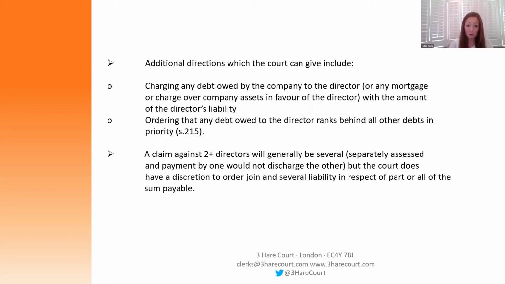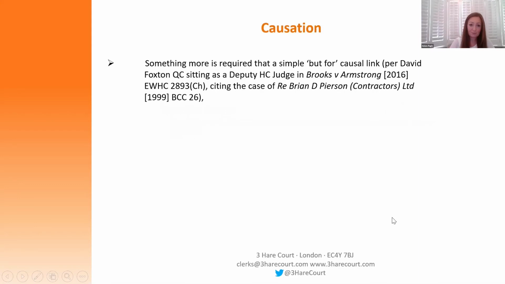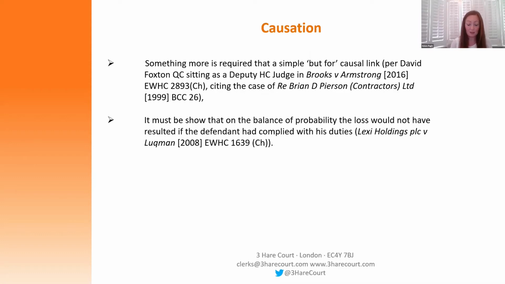Again, in the case of multiple directors, liability will generally be several, but the court does have discretion to make it joint and several in respect of part or all of the sums. So causation next. Something more is required than a simple but-for causal link. It must be shown that on the balance of probabilities, loss would not have resulted if the defendant had complied with his duties.